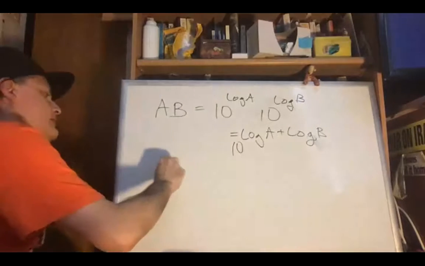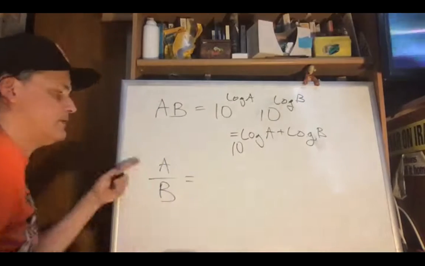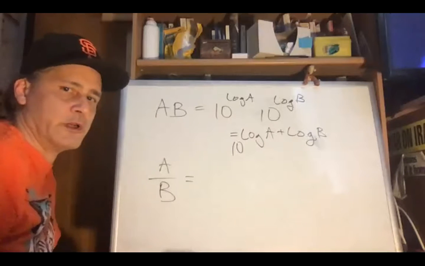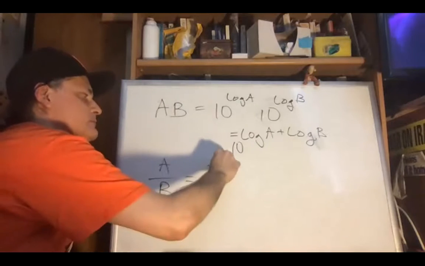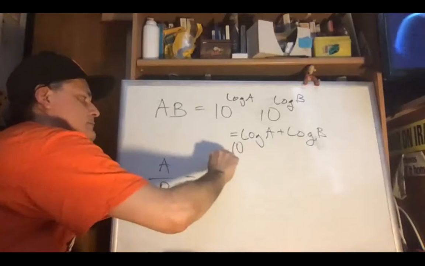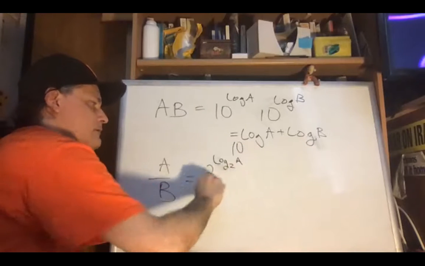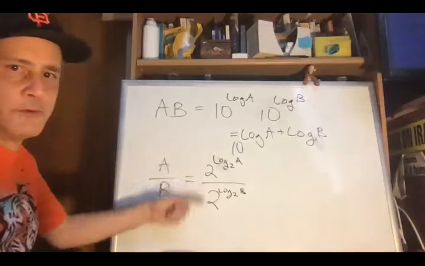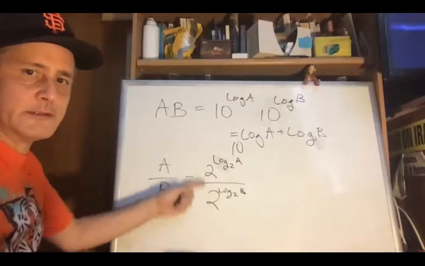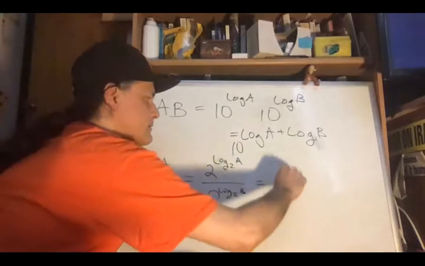Now what if you're dividing? Well, if you're dividing, you can do the same thing. You can convert these to whatever base you want. So let's just convert them to base 2. All right, now what happens when you divide common bases? You subtract the exponents.